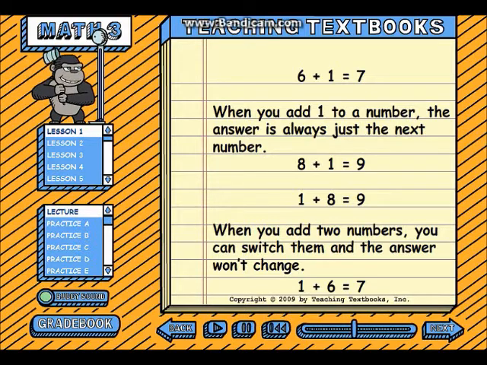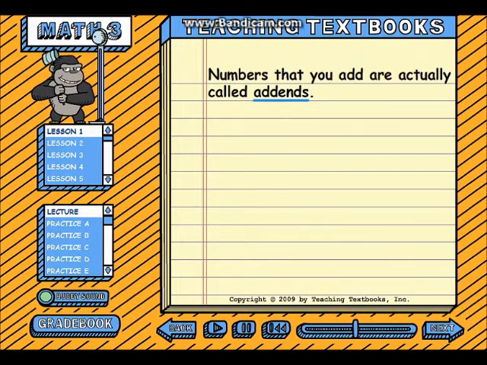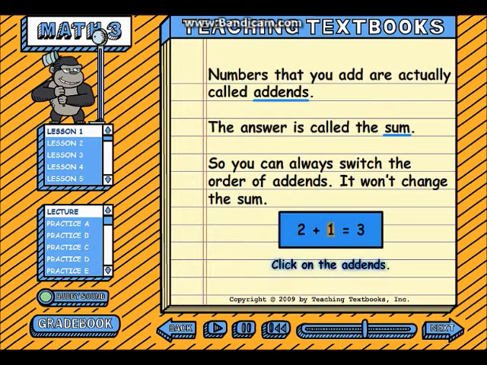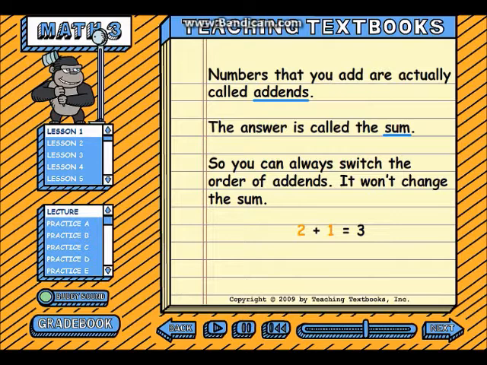Numbers that you add are actually called add-ins. And the answer is called the sum. So you can always switch the order of add-ins and it won't change the sum. That's how you say this rule. Here's another problem. 2 plus 1 equals 3. Why don't you click on the add-ins? No, 2 and 1 are the add-ins. The add-ins are just the numbers that you're adding. Now click on the sum.